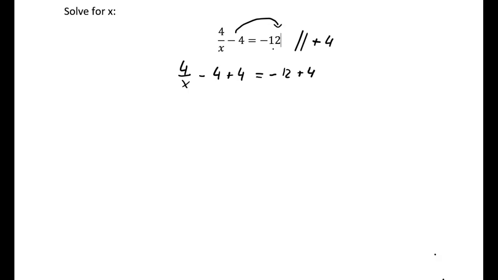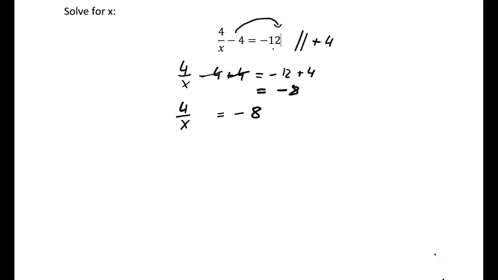And on the left hand side, the negative 4 and the plus 4 cancel each other out. And on the right hand side, we have negative 12 plus 4, and that will give us negative 8. So we now have 4 divided by x equals negative 8. So what can we do now?